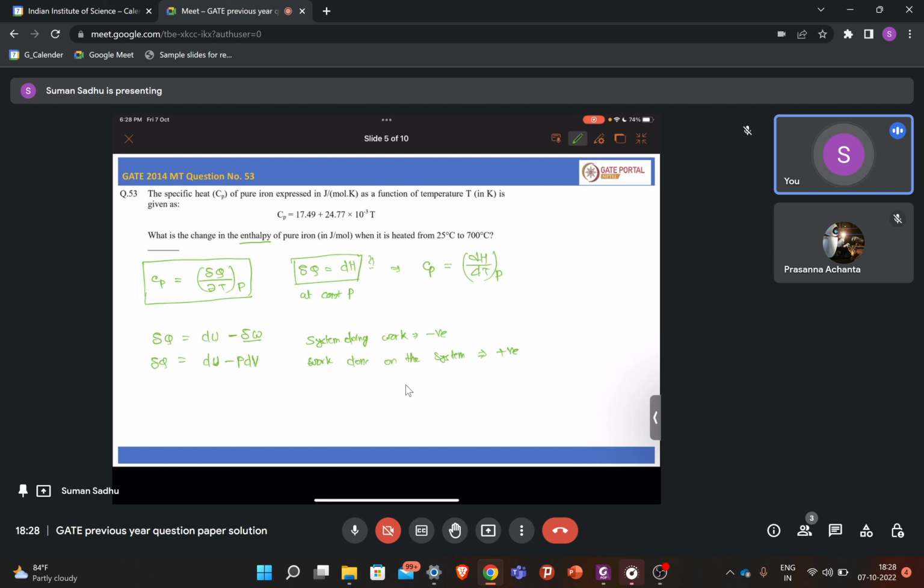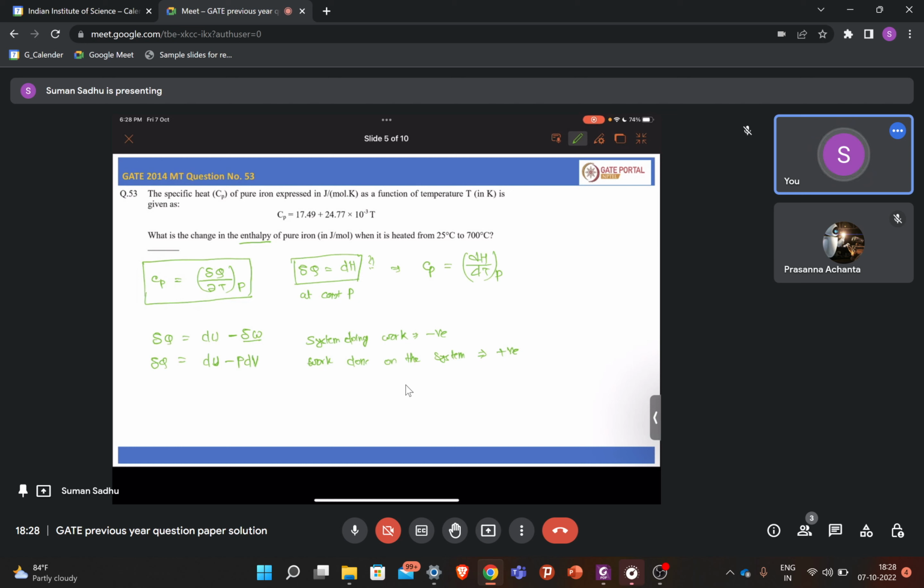If you are doing some work on the system, then you are storing some energy in the system, so it will be positive. Similarly, for delta Q, if the system is releasing heat, then it is minus. If you are giving heat to the system, then it is plus. Similarly dU also. So delta Q is dU minus PdV.